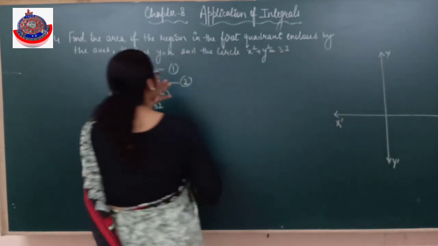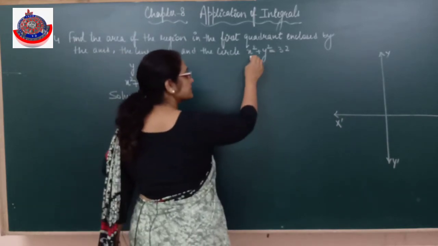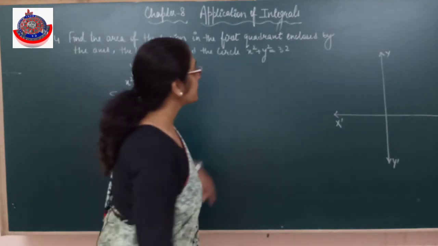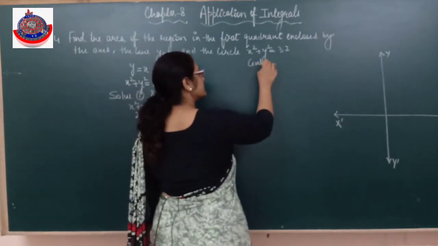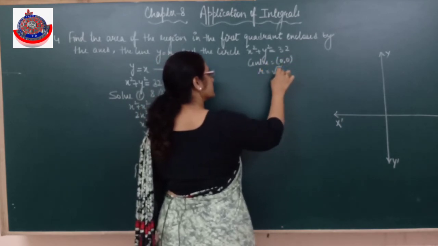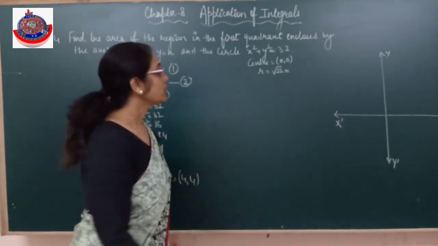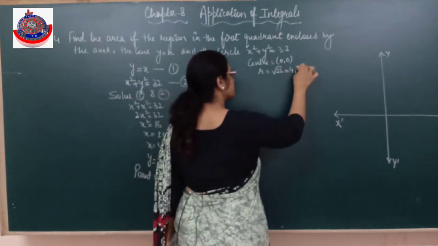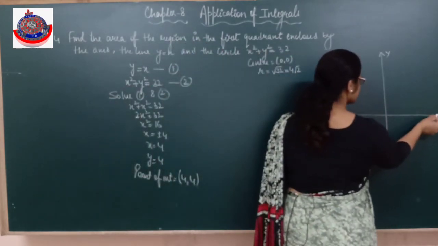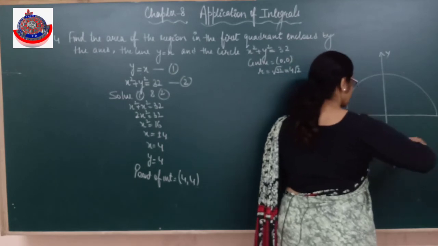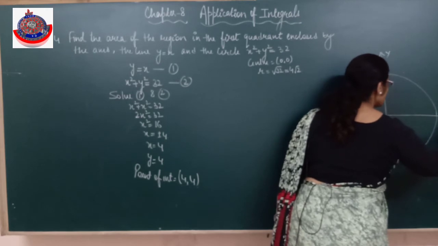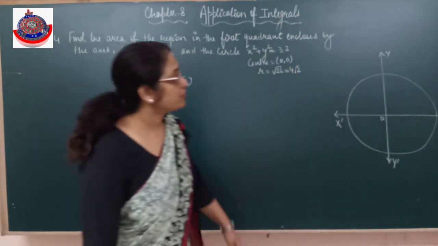Now this is the circle. What will be the center? 0, 0. What is the radius? We have done that: 32, that is 4 root 2. Alright, so if I draw this circle, the center is 0, 0, and this is radius 4 root 2, x is equal to 4 root 2.